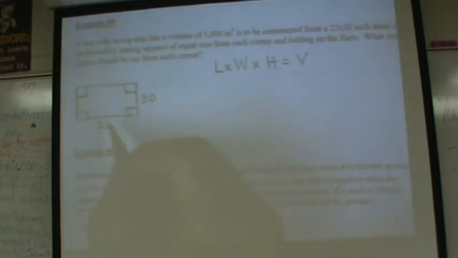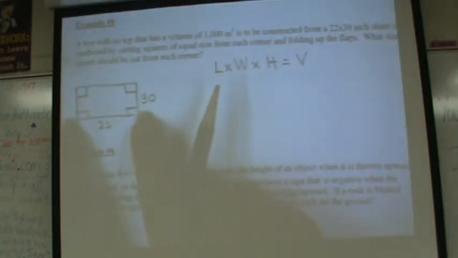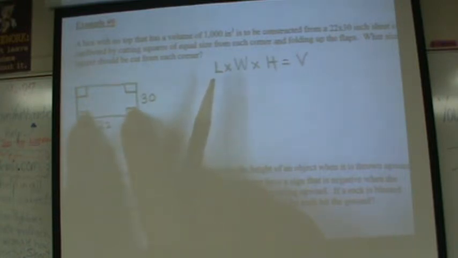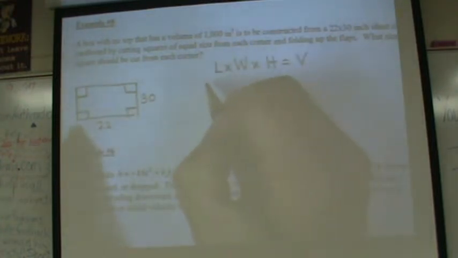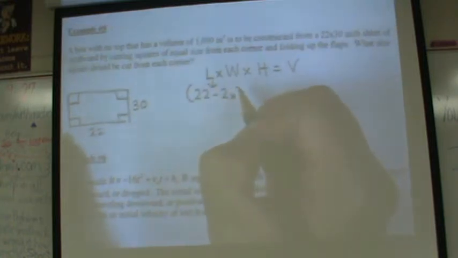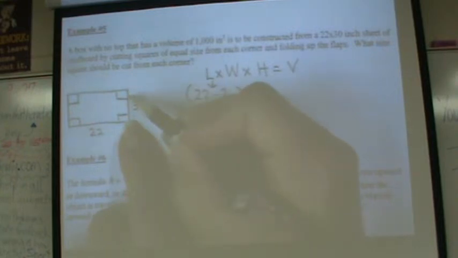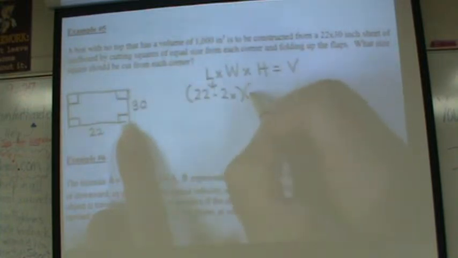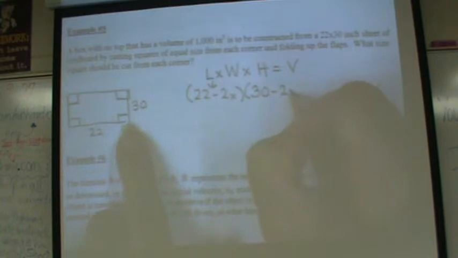Minus 2x. So our new dimension, we have to do length times width times height, because that's volume. Did everybody get the picture of what I'm doing here? If this is 22, and I notched this out right here, what is this dimension from here to here? It's going to be 22 minus 2x. Everyone catch that? Now, if from here to here was 30, and I notched out these pieces, what is this dimension going to be? It's going to be 30 minus 2x. Remember, they're all uniform.